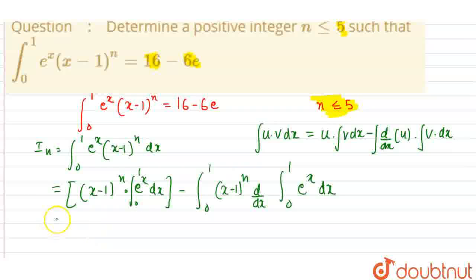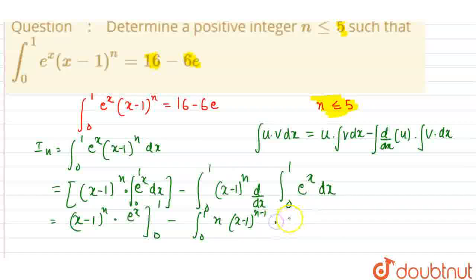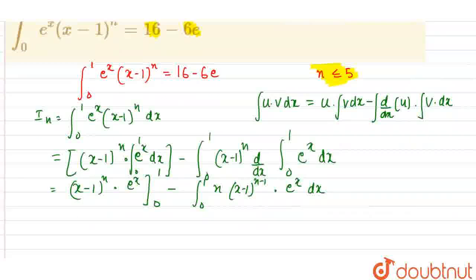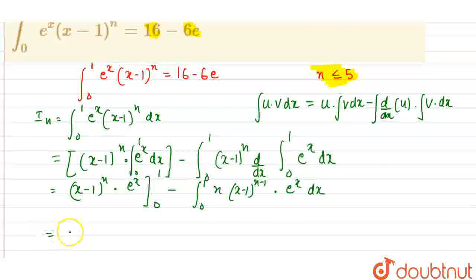So now let's start solving this. It is (x minus 1) to the power n into e to the power x, where the limit is 0 to 1, minus the integral from 0 to 1. When we differentiated, it became n into (x minus 1) to the power n minus 1, and the integration of e to the power x dx. So now let's further solve this. It is minus 1 to the power n plus 1, actually, minus n times (n minus 1), and so on up to the last term, which is 1.